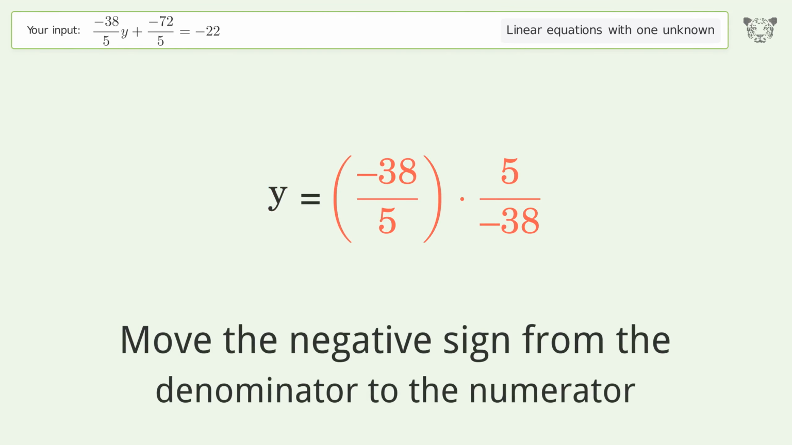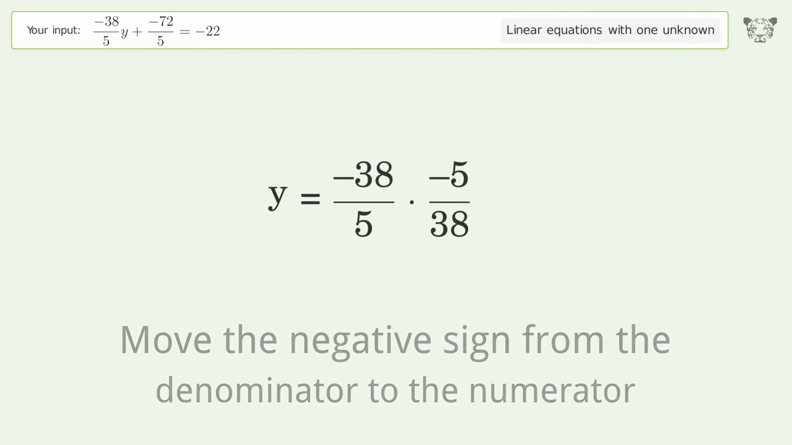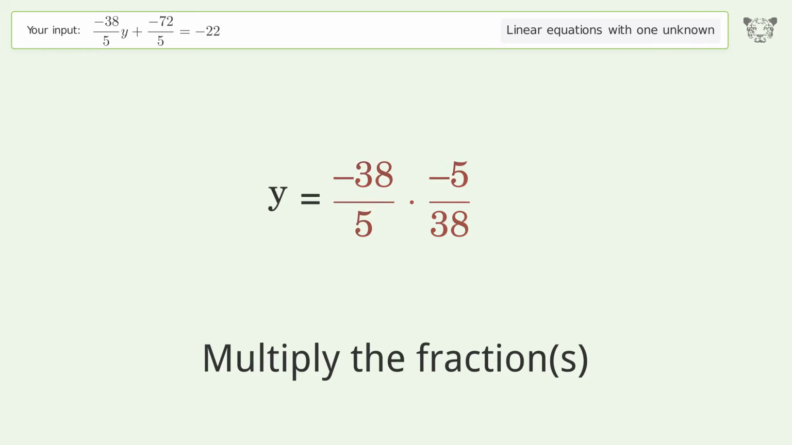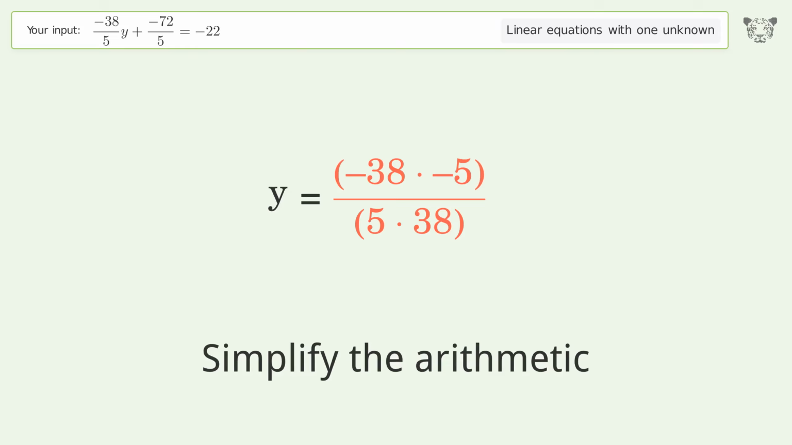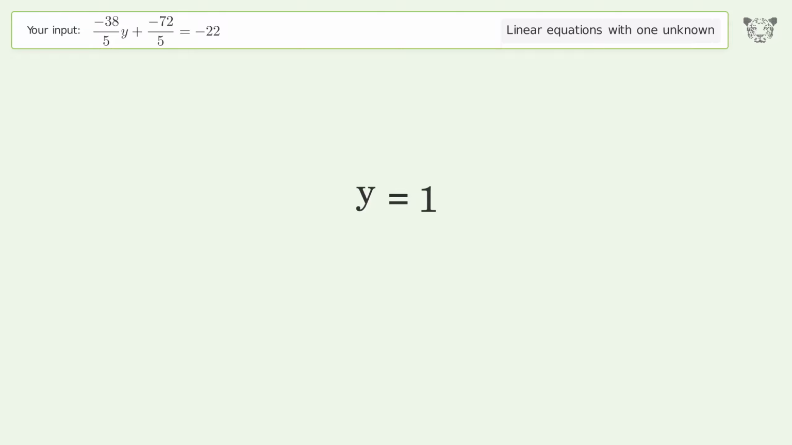Move the negative sign from the denominator to the numerator. Multiply the fractions. Simplify the arithmetic. And so the final result is y equals 1.